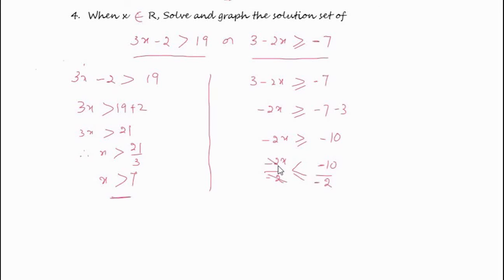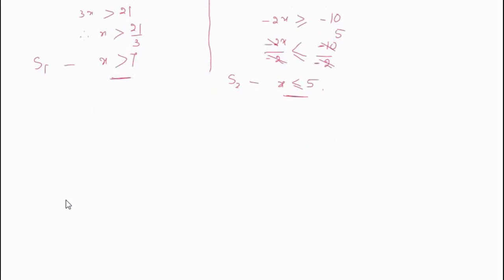So minus 2 cancels here. So this is 5. So x is less than or equal to 5. So these are the two solution sets. Let me call this one as S1 and this as S2 solution set. We have to find out S1 or S2, that is S1 union S2.